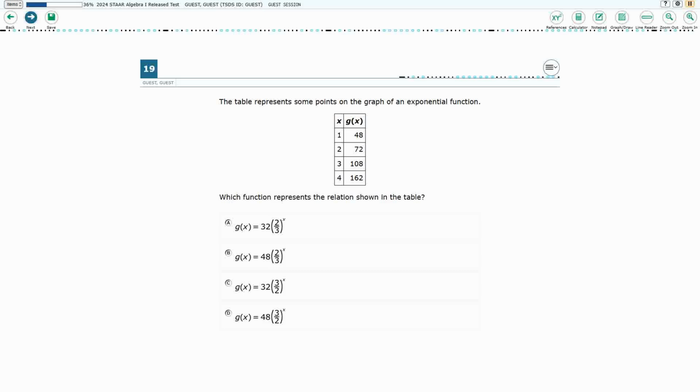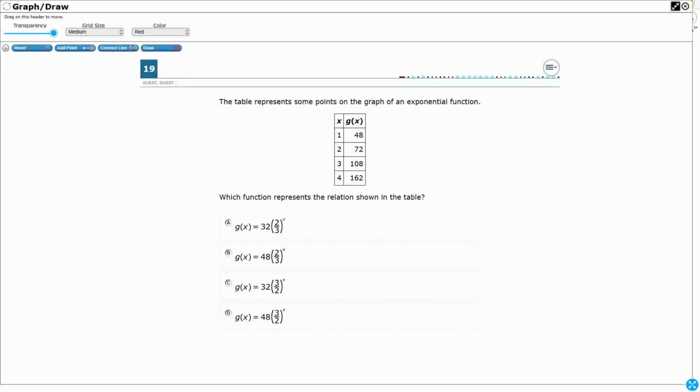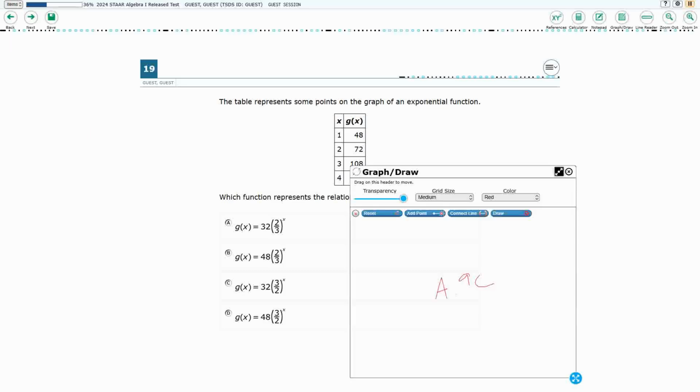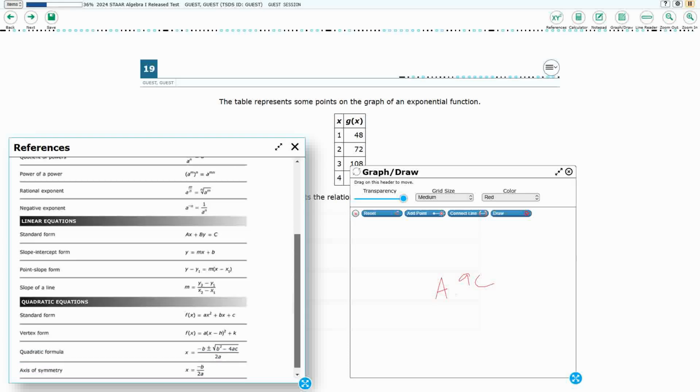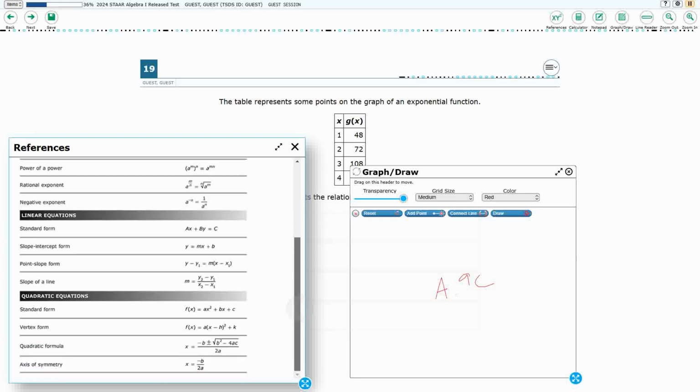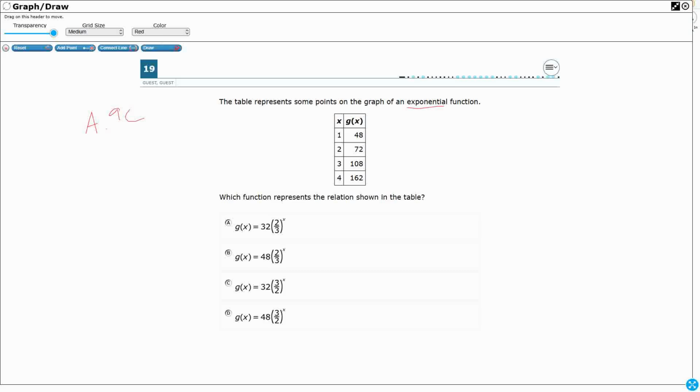So number 19, we are writing exponential functions. This is A.9c, and we have a table that represents some points, and we need to find which function best represents that. It doesn't say exactly what we need to do. Our clues are they're going to give us an exponential function, and unfortunately, we don't have the standard form of exponential functions on our reference materials. We have linear equations, we have quadratic equations, we don't have exponential equations. So we need to remember what our standard form is.